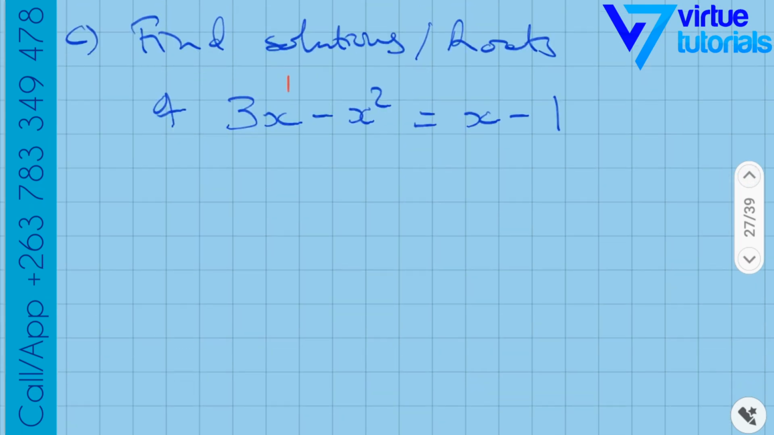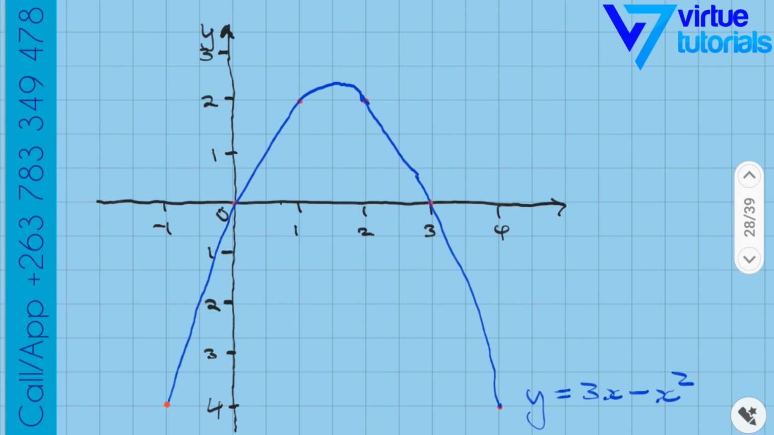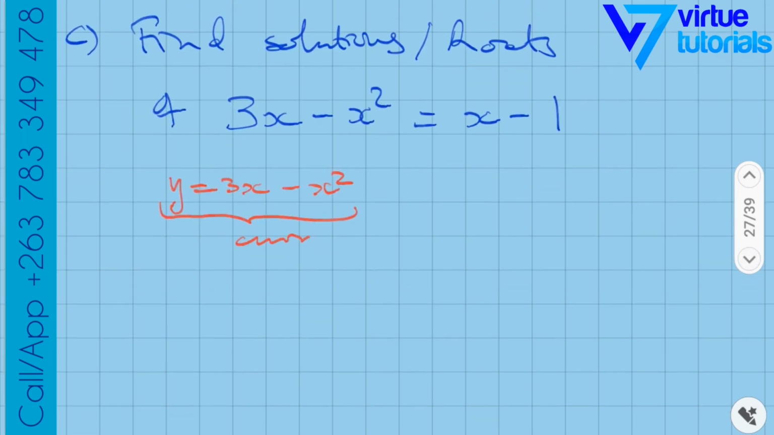Okay, so let's go to the final one. C. Now we're looking for the solutions or roots of 3x minus x squared is equal to x minus 1. So we're going to play the same game. We say y is equal to 3x minus x squared. And we know that on the graph, that's going to be our curve, right? So that's our curve. And then this side, we have y is equal to x minus 1, right? So that's definitely a line.